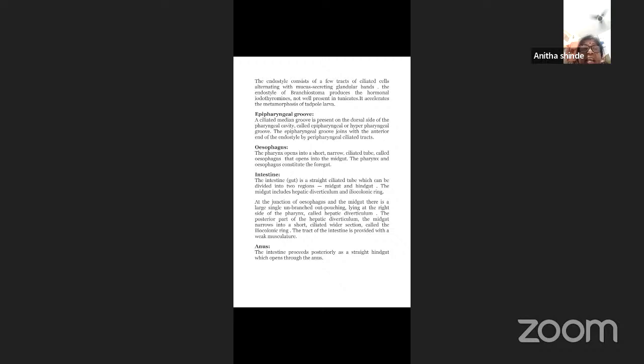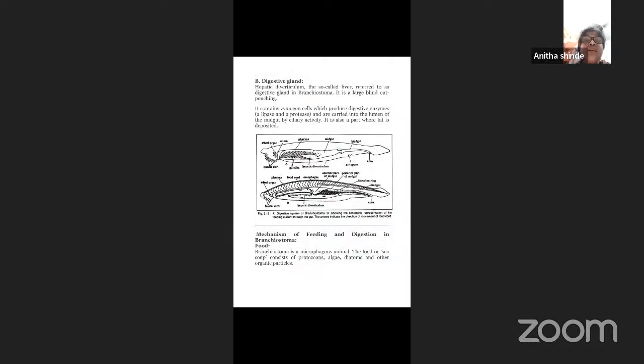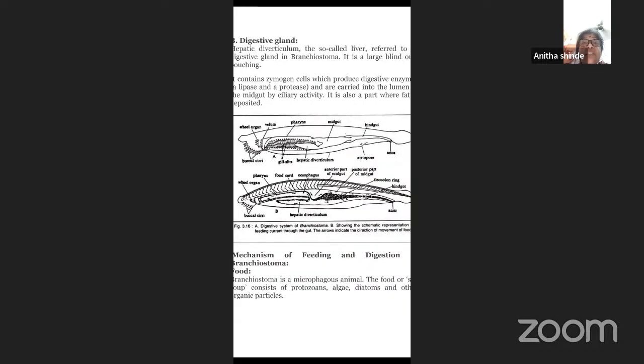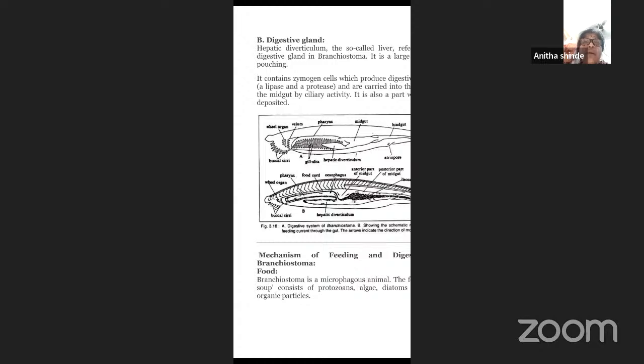Then the tract of the intestine is provided with a weaker musculature. So that is how the intestine is. Then this intestine will end in the anus. It will proceed posteriorly as a single straight hindgut, which will open to the exterior by means of an anus. This is how the digestive system is. So, the digestive system of the Branchiostoma.